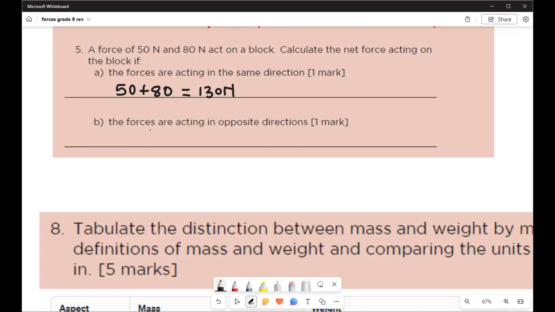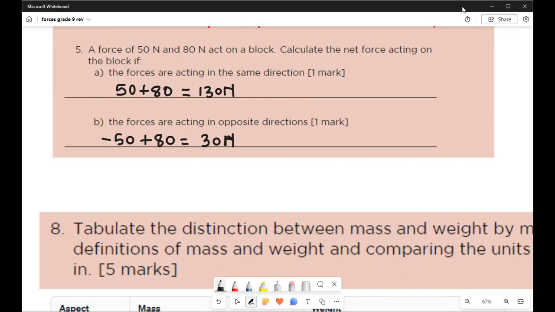If the forces are acting in the opposite direction, you're going to have 80 minus 50 equals 30 newtons. So the resultant force is 30 newtons. Obviously, it's going to be in the direction of the bigger magnitude. So it's always in the direction of 80. Do we see it? Perfect. Okay.